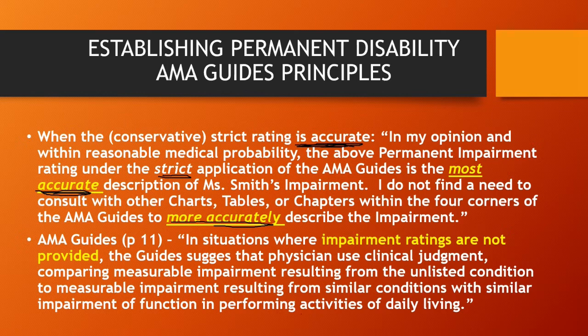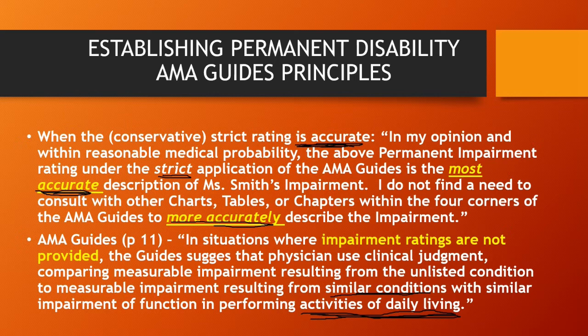So here we see activities of daily living rearing its head again, and this provides our first opportunity for deviating from the conservative and strict application of the AMA guides by looking through the four corners of the AMA guides for other conditions similar to our examinee's condition that creates a similar impairment of function in performing activities of daily living.